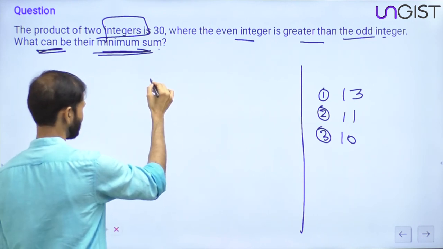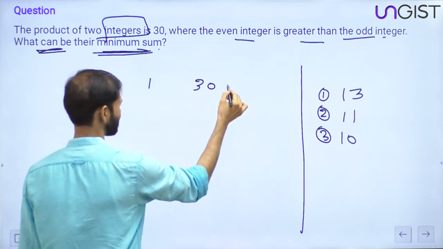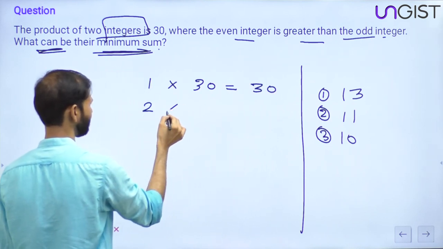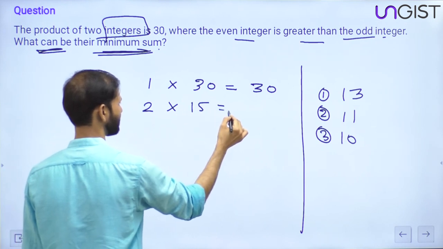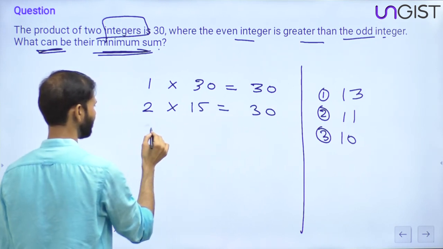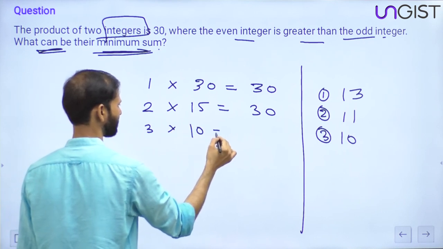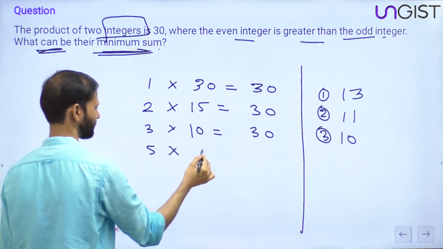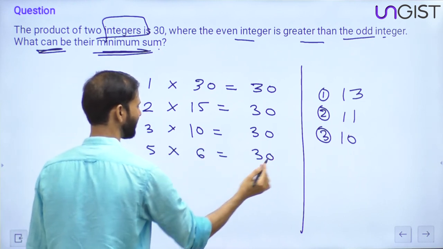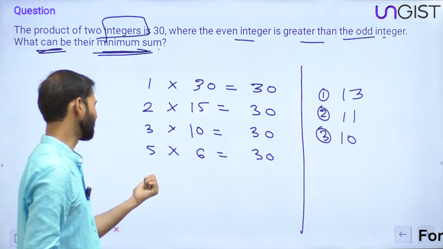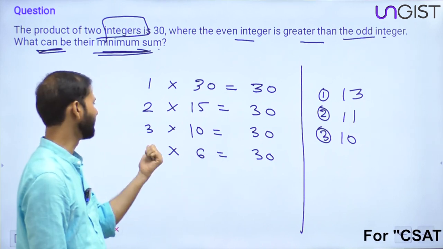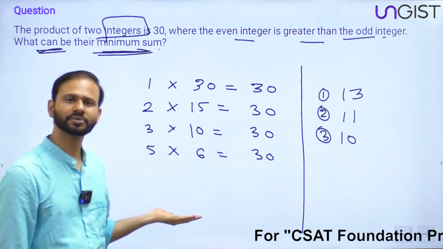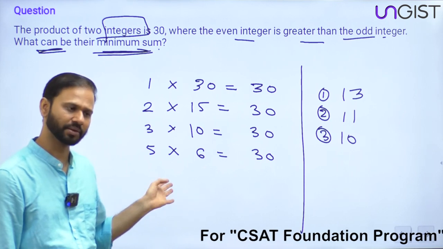Let's say we start with 1. So 1 into 30 is 30. Then 2 into 15 is 30. Then 3 into 10 is 30. Then 5 into 6 is 30. After that, they will be repeated, because after that 6 will come, 6 into 5, then 10 into 3. So repetition will be there. Clear? These are the two integers whose product is 30.